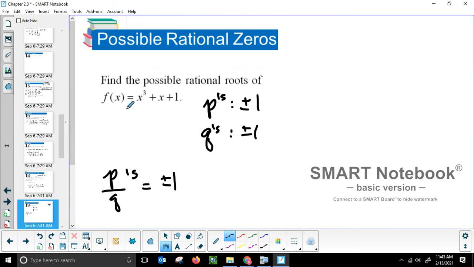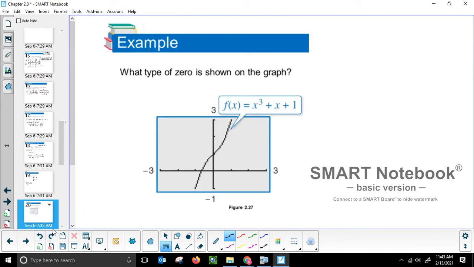Pretty straightforward and very easy when your constant term at the end and your leading coefficient are 1, but the bigger they get, the more factors they have and the more complicated it can become. All right, so what type of zero is shown on the graph?